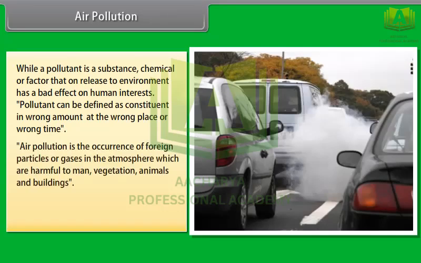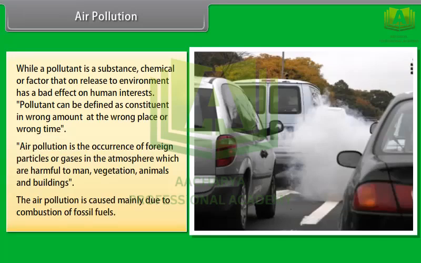Air pollution is the occurrence of foreign particles or gases in the atmosphere which are harmful to man, vegetation, animals and buildings. The air pollution is caused mainly due to combustion of fossil fuels.